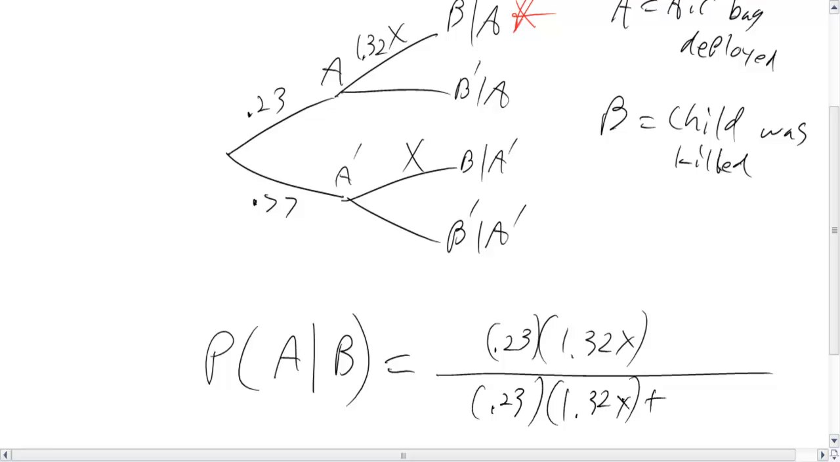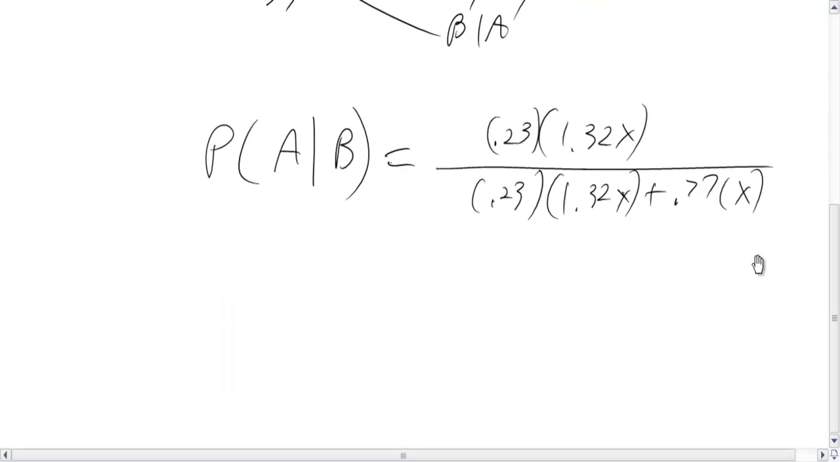But then we need to add in the probability of the other outcome, the other branch. The other branch would be following this way, and our first branch was going that way. There we go. So you can see that is 77% times x. Now, we don't need to worry about the other branches, because in both of those we have B complement, which means the child was not killed, and that is not what this question is asking. You know the child was killed, so we can completely ignore those. Those are not legitimate outcomes because we know the child died.